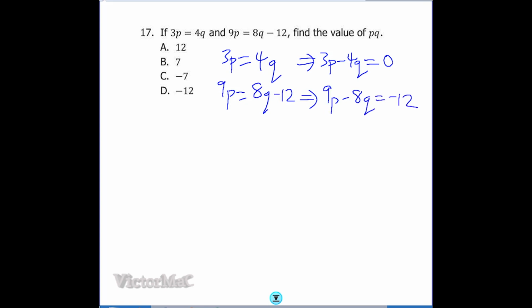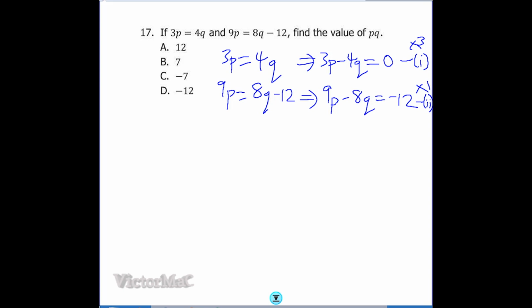Now, I would like to use the elimination method, and by that I can multiply equation 1 by 3 if I want to eliminate p, or multiply equation 1 by 2 if I want to eliminate q, or just subtract. Alright, so let me go with eliminating p first. So I'm going to multiply equation 1 by 3 and then equation 2 by 1.